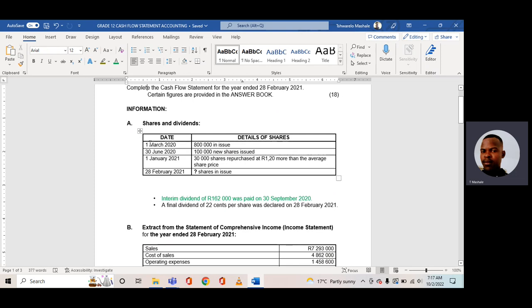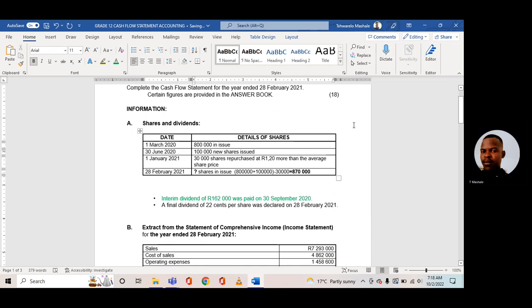Therefore, here we have the shares and dividends. They say that at the beginning of the year, on the 1st of March, we had 800,000 shares in issue. And then on 30 June, we decided to add new shares, which were issued. And then on the 1st of January, we decided to repurchase 30,000 shares. So at the end of the year, how much do we have? Let's quickly calculate the balancing figure. We had 800,000. We make an addition of 100,000, and we repurchase 30,000. Therefore, the missing figure is 870,000 shares which are in issue at the end of the year.